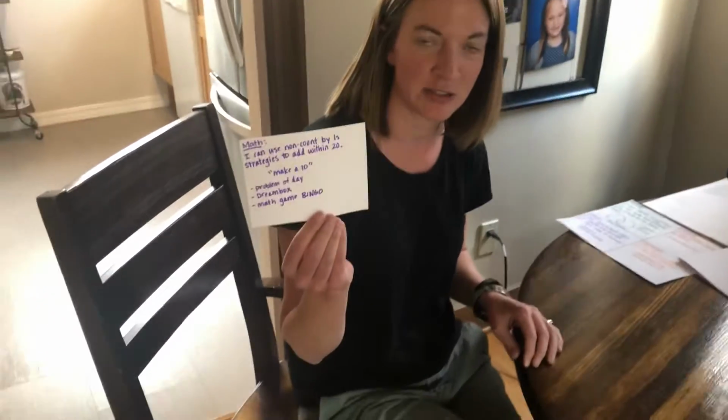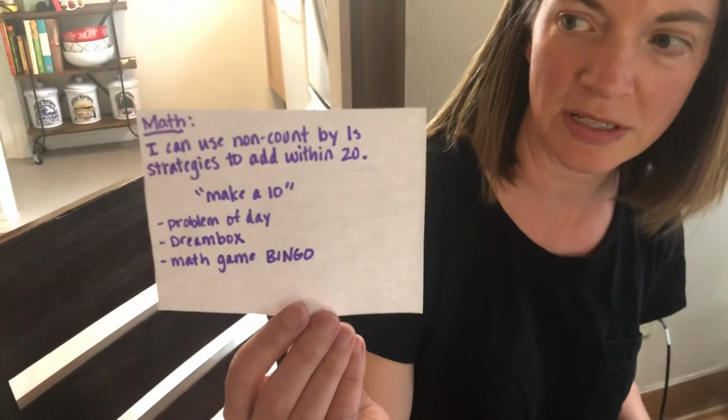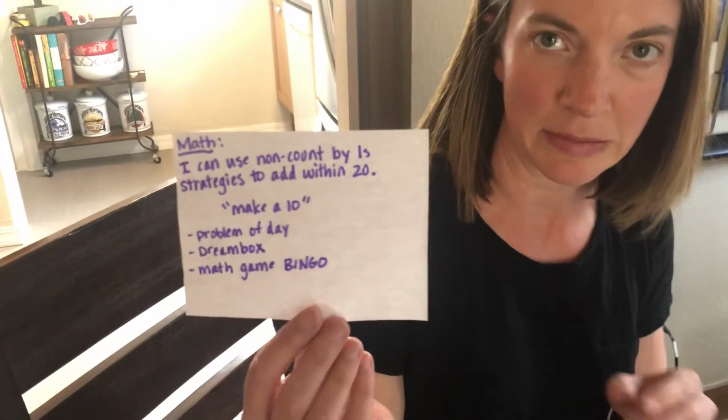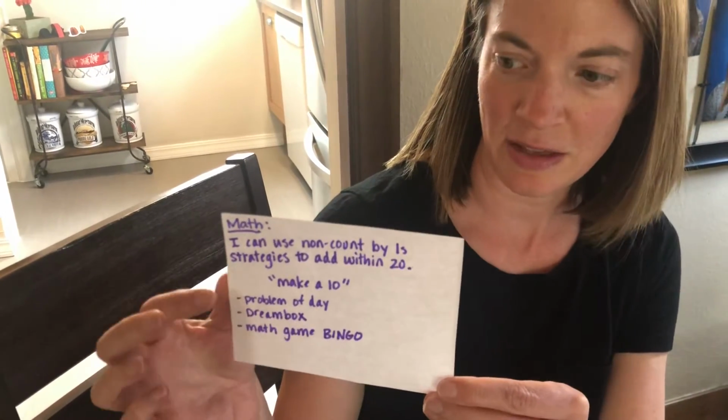First, we're going to start with math. So remember, our standard for today is to use non-count by one strategies to add and subtract within 20. And the ways you can do that is by playing the bingo game I taught you yesterday, 15 to 20 minutes of Dreambox, and then problem of the day.